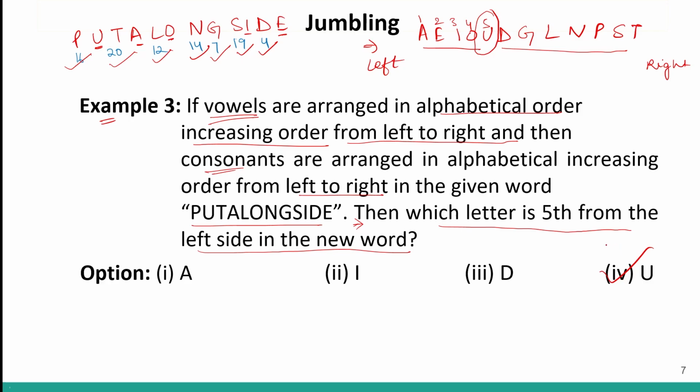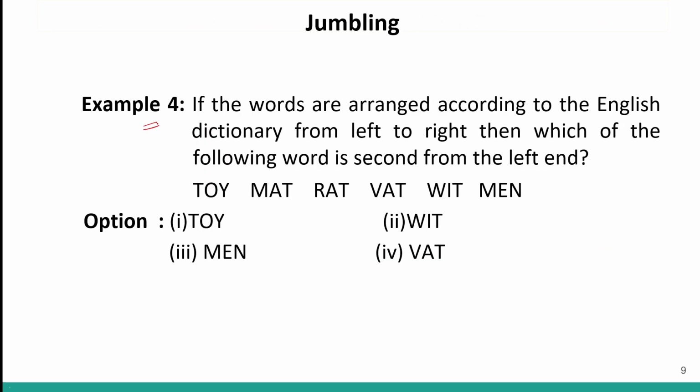Okay. Now this is example number 4. In this, the words are arranged according to the English dictionary. So English dictionary means in alphabetical order, or it can also mean in increasing order. Correct? So we have to arrange these from left to right in this direction. Correct? Then which of the following words is second from the left hand?